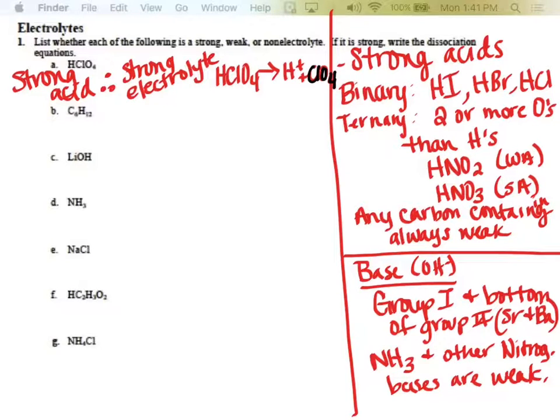All right, C6H12, what type of compound is it? It is a covalent. It is a polar covalent. Okay, what is a polar covalent? Two nonmetals. Oh, okay. It's not polar, this is nonpolar. What are covalents? Two nonmetals.